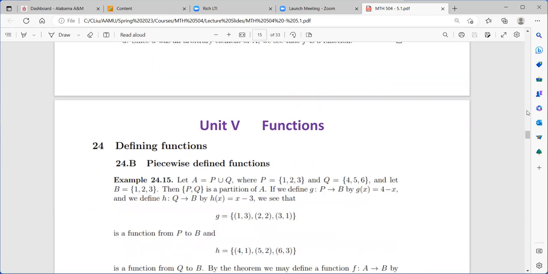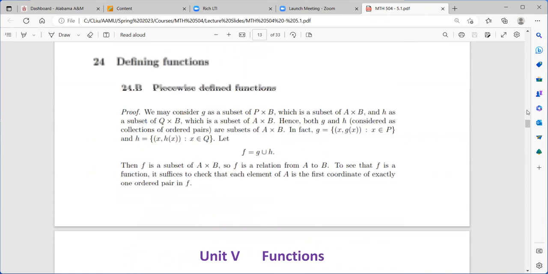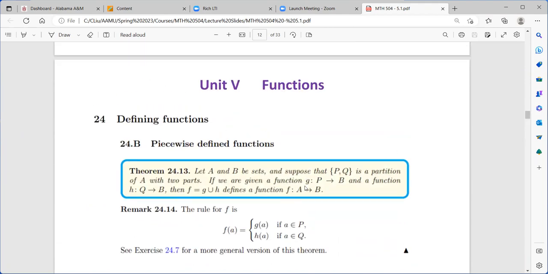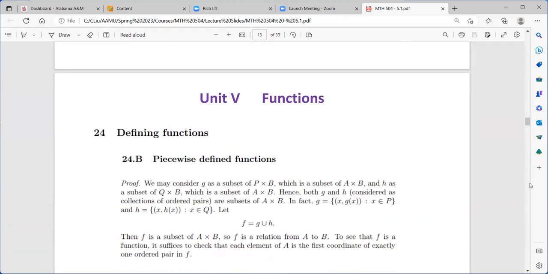I guess we don't have time to prove it today, so we're going to do the proof next time. But this is actually a theorem. It just tells us the union of these two functions gives another function. So we need to prove the fact, and it's not hard to prove, but we don't have time for that. So we're going to do it next time. Any questions?